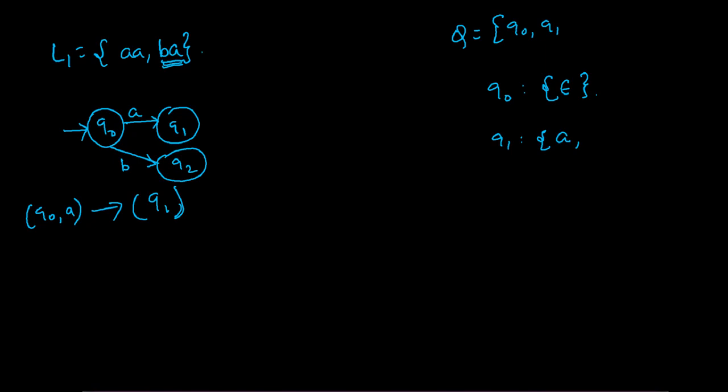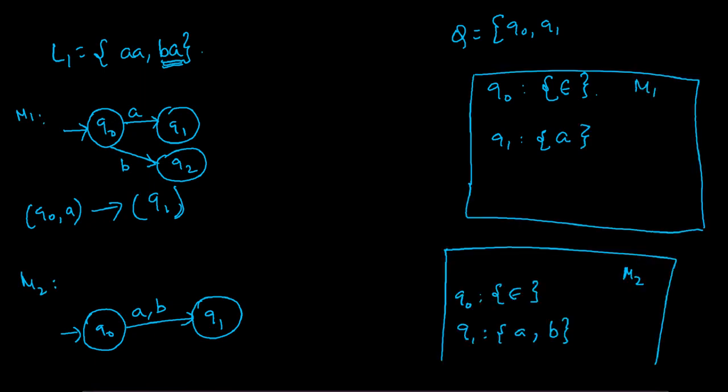You go to Q2 because a string is possible. This is one approach you can take. Another approach: from Q0, whether you see A or B, you go to Q1, right? Then Q1 will have A, B. Let's say this is machine 1 and this is machine 2. Okay. Now you are at Q1.